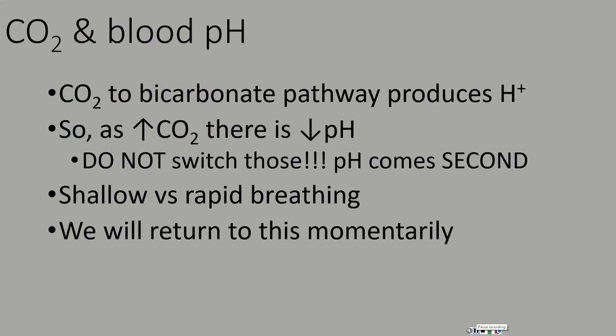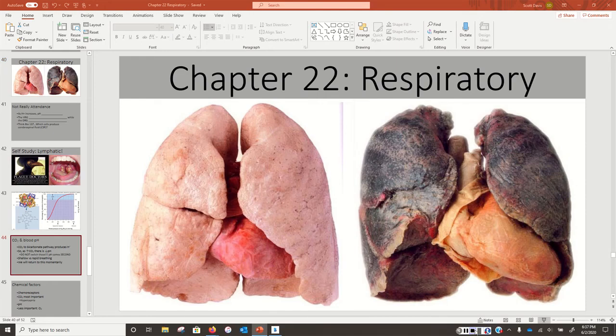All right, now let's start talking about factors that influence our breathing rate. And this is going to require us to think back to something that we talked about in the previous lecture. Remember the CO2, carbon dioxide, pathway that leads to bicarbonate and produces H+. It produces a proton, a hydrogen ion. So I'm going to pull up the whiteboard again, and let's look at that pathway.